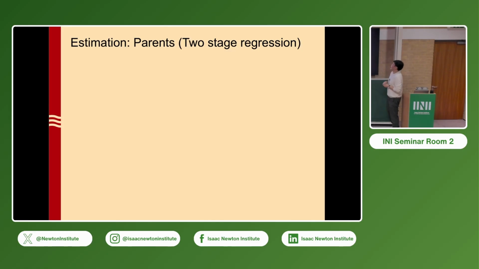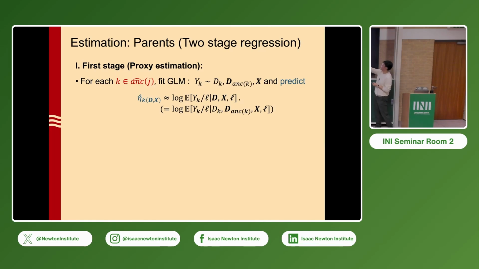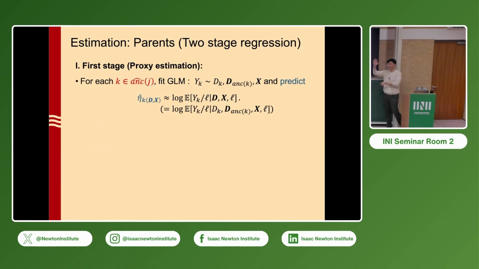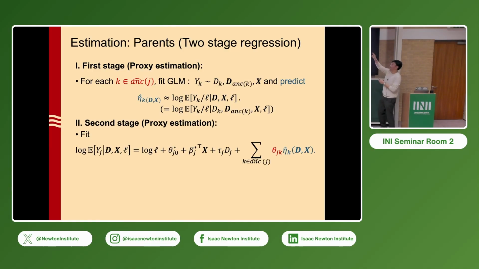So how do we actually estimate the parents if we can identify them? Essentially, for all the ancestor nodes of the particular gene J, we estimate or predict this eta_k using this regression, where we regress y_k on this D_x and L. That's the first stage regression, just like the two-stage regression framework in the IV. And you do that for each of the ancestor nodes. And then you have this proxy variable ready. Then you can do the second stage regression to learn this theta_jk.